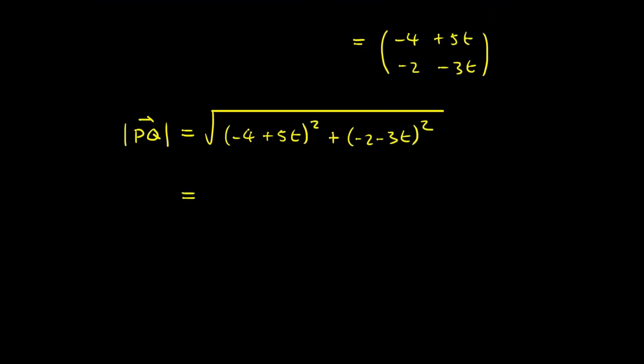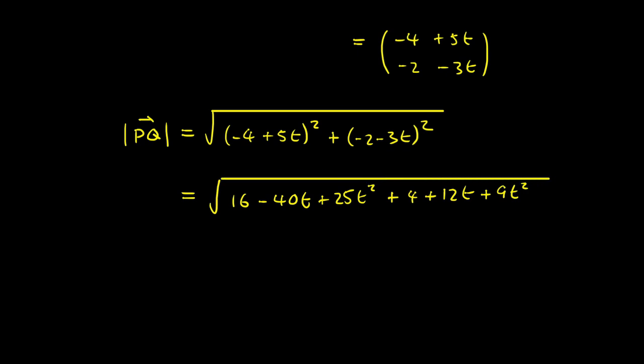So we're going to get the square root of negative 4 squared, which is 16. Negative 4 times positive 5t is negative 20t, doubled is negative 40t, plus 25t squared. And negative 2 squared is positive 4. Negative 2 times negative 3t is positive 6t, doubled is positive 12t. And then negative 3t all squared is positive 9t squared, right? So that's all of that.